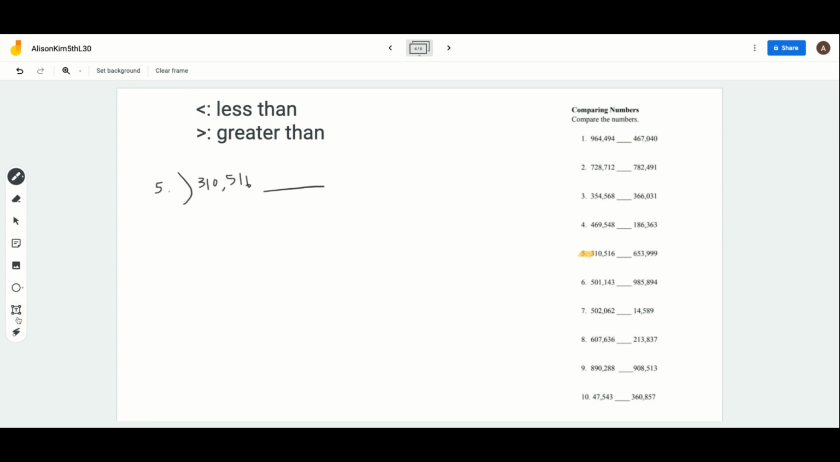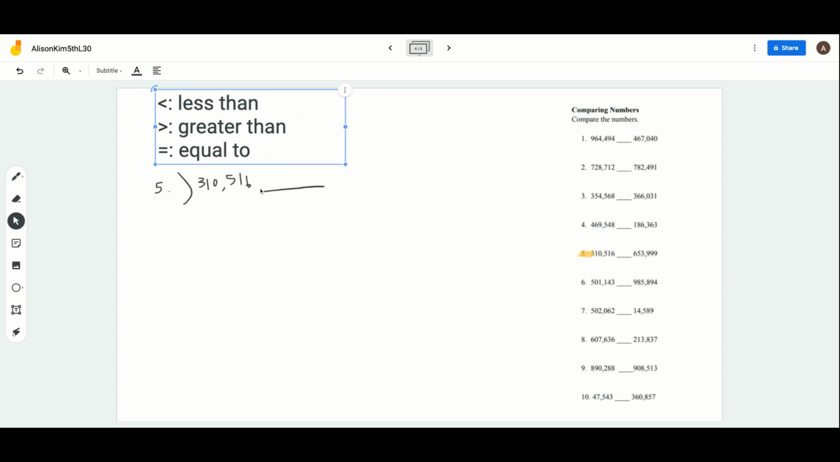I'm sorry, I'm missing a symbol. You can also have equal to, which speaks for itself. It's when the numbers are the same. So these are the 3 that you're going to use for this worksheet at least. Anyway, moving on.